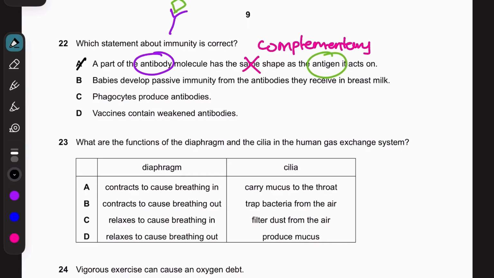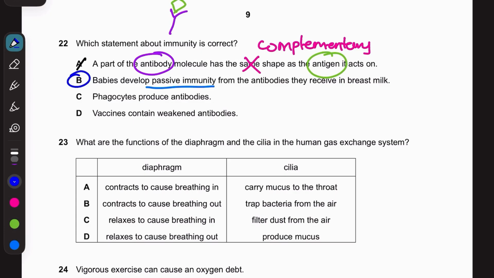Babies develop passive immunity from the antibodies they receive in breast milk. Absolutely. Do you understand all the words here, guys? Passive immunity means the baby didn't do anything. That's what passive means, right? You don't need to do anything. The opposite of passive is active. So it's passive because the baby does not have its own immunity yet when it's first born. And that's why breastfeeding is so important, because the mother has a lot of antibodies already and passes on those antibodies to the baby through the breast milk that the baby is drinking. So this is a correct statement. Okay, so this is correct.